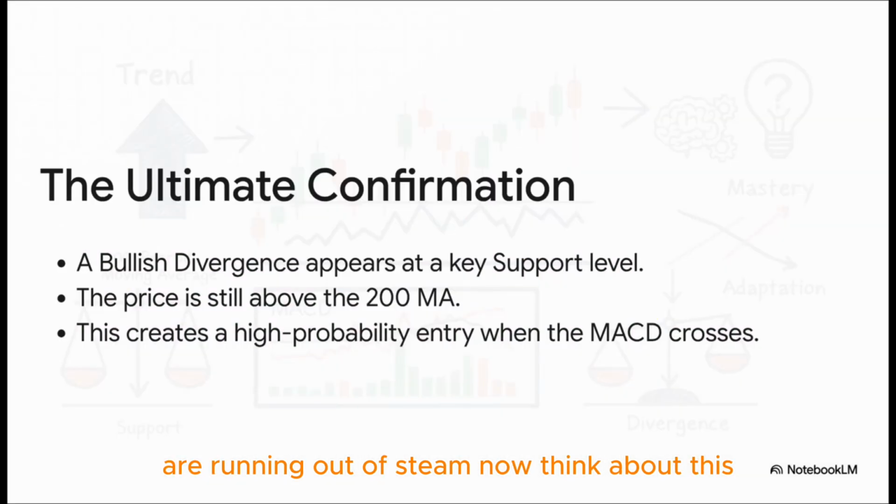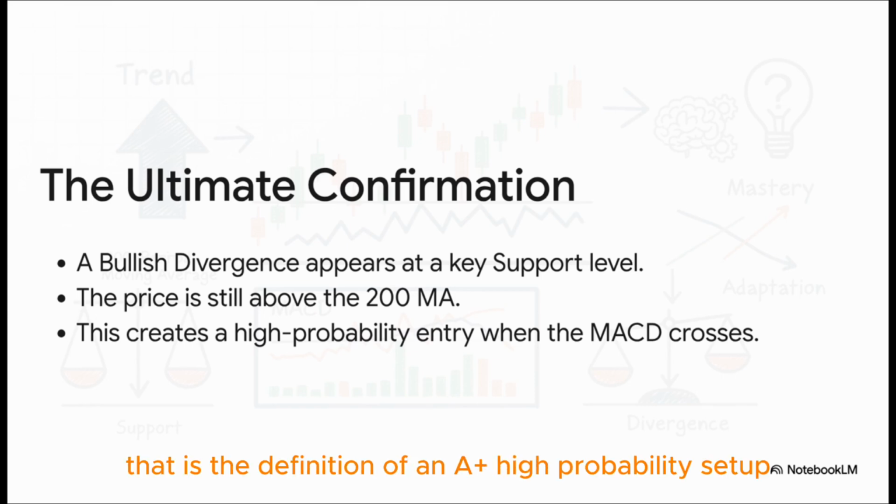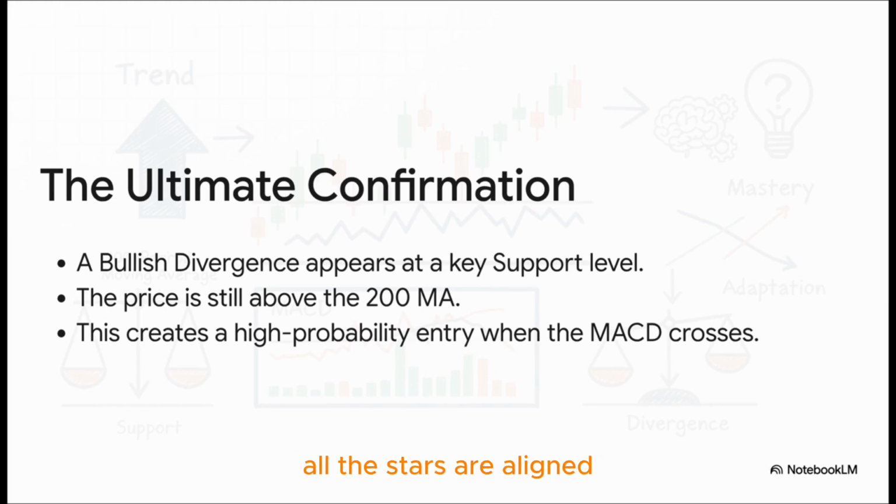Now, think about this. Put it all together. You're in an uptrend. Price is above the 200 MA. It pulls back to a major support level. And right there, at that exact spot, you see a bullish divergence forming. Then you get your MACD crossover. I mean, come on. That is the definition of an A-plus high probability setup. All the stars are aligned.